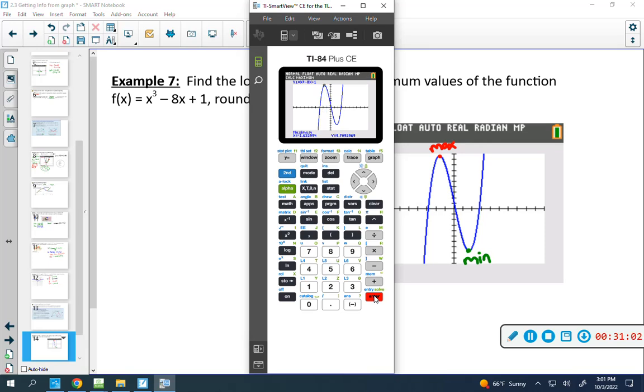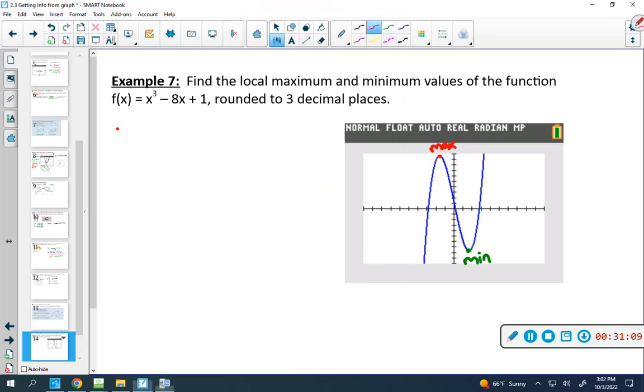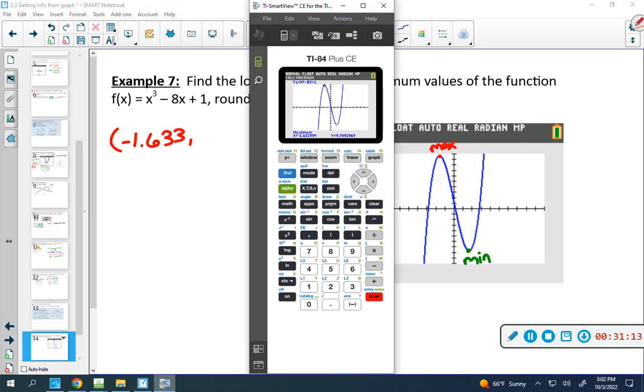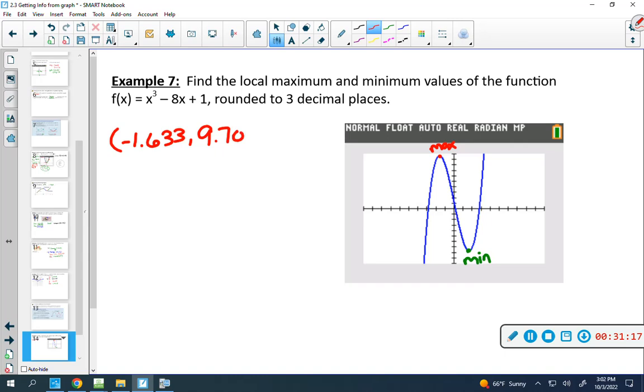And I'm just going to write down this ordered pair, rounded to 3 decimal places. So I've got negative 1.633, and y is 9.709. And I'm just going to label that as our max point. And I'm going to do the min.